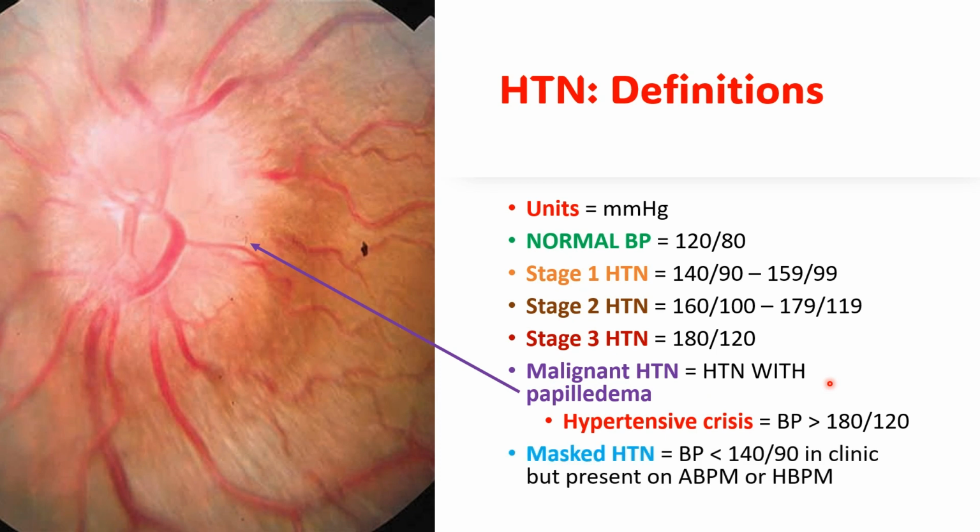And then masked hypertension is equal to a blood pressure of less than 140 over 90 in clinic, but the hypertension is present on the ambulatory blood pressure monitoring or the home blood pressure monitoring. So it's not present in clinic, but it's present on the ABPM or the HBPM, and that'd be the opposite of something called white coat hypertension. So the white coat hypertension is where the blood pressure would be high in clinic, but then when the patient's alone or doing their normal activities at home, it's going to be lower. So it's the opposite.